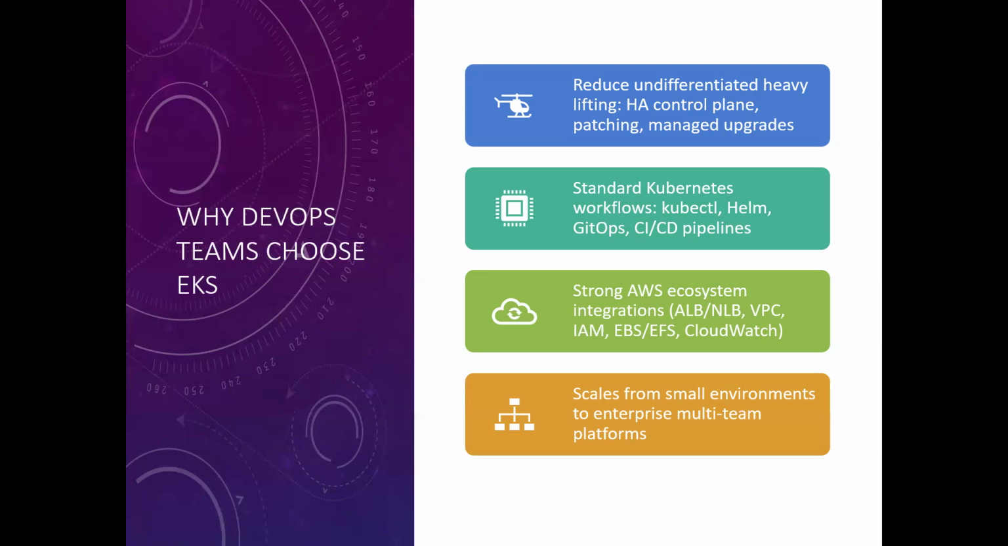It's what I was talking about, right? AWS EKS easily integrates with these other services. We have ALB. What does ALB stand for? ALB stands for Application Load Balancer, and NLB stands for Network Load Balancer. VPC stands for Virtual Private Cloud. IAM is Identity and Access Management. EBS is Elastic Block Storage. EFS is Elastic File System. And CloudWatch. A lot of services.